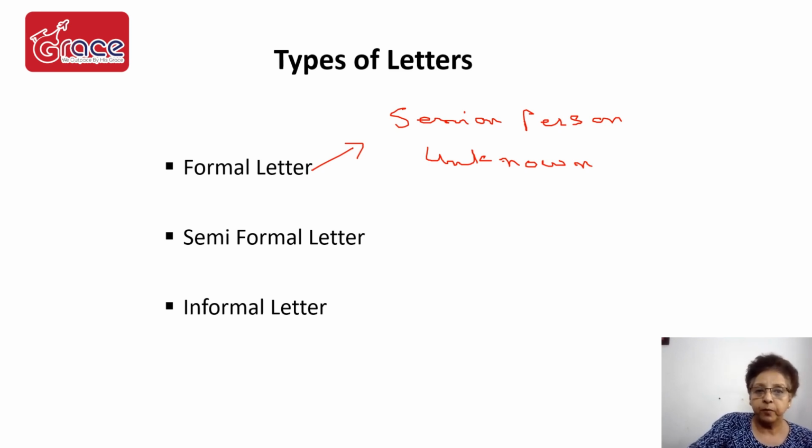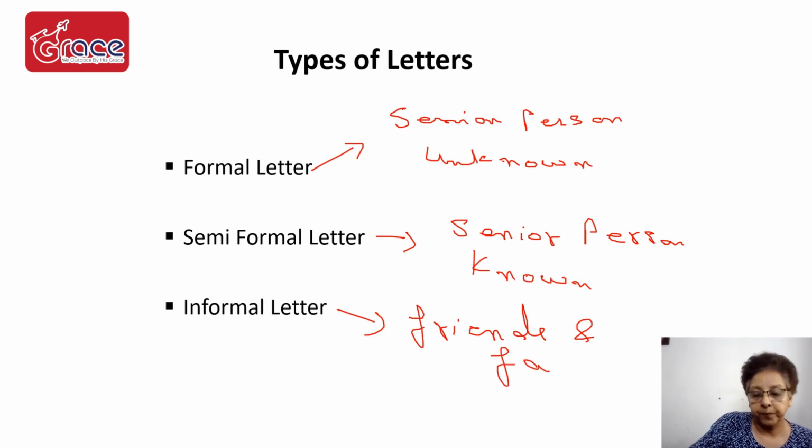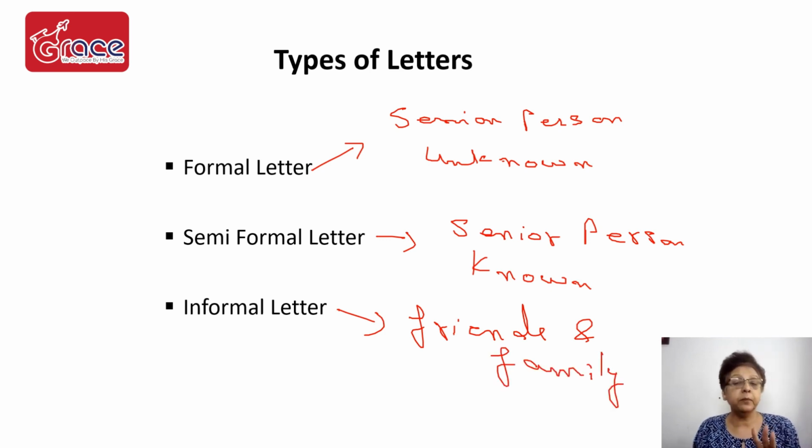For a semi-formal letter, in this case, again the person is a senior. S-E-N-I-O-R. Again the person is a senior person, but this time you know this person. He's a known person. And an informal letter is written to friends and family. So these are the three basic differences.